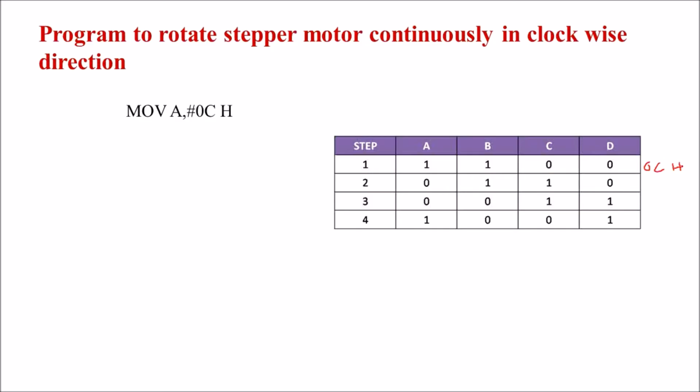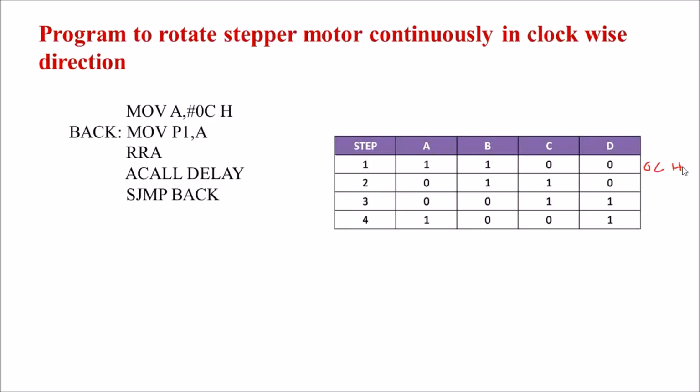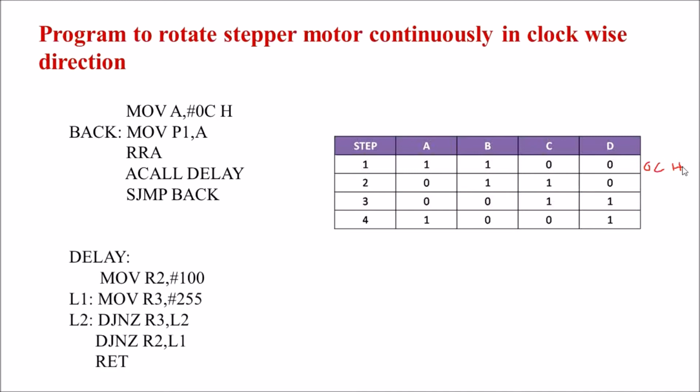So first in the accumulator, the count or data for the first step is stored, that is 0CH. Then we'll place this data on port P1, so the particular phases of the stepper motor will be energized. Then we'll rotate this step in the right direction. We'll rotate the accumulator in the right direction by 1 bit and we call a delay. Depending upon the delay, we can change the speed of the stepper motor. And we'll continue this rotation because we want to move the stepper motor continuously in the clockwise direction.